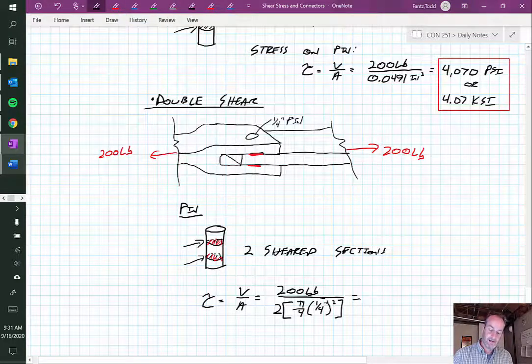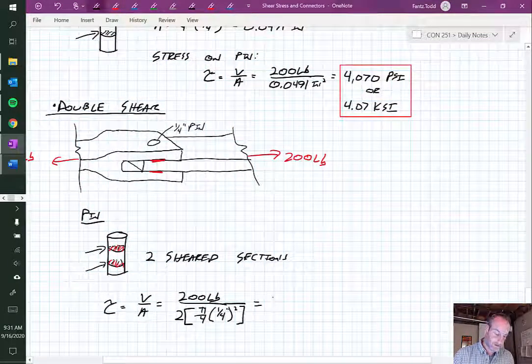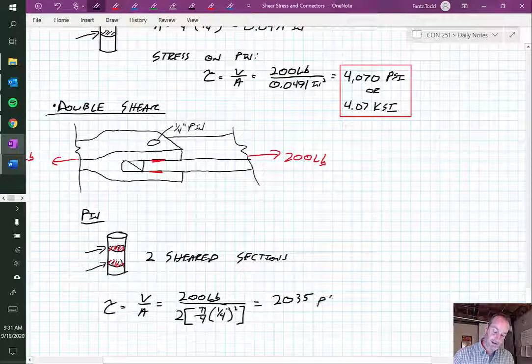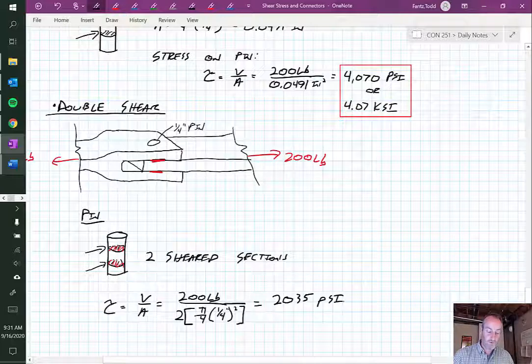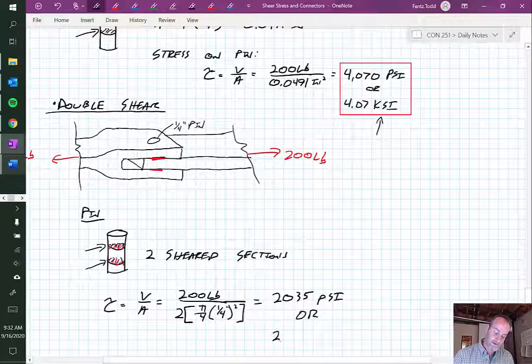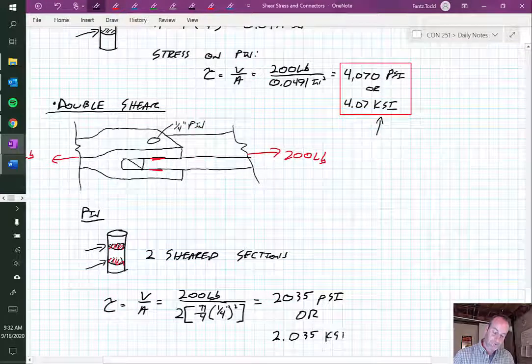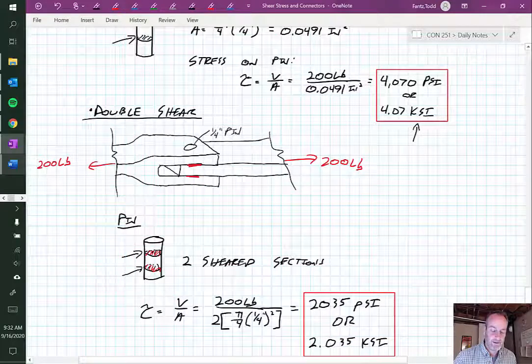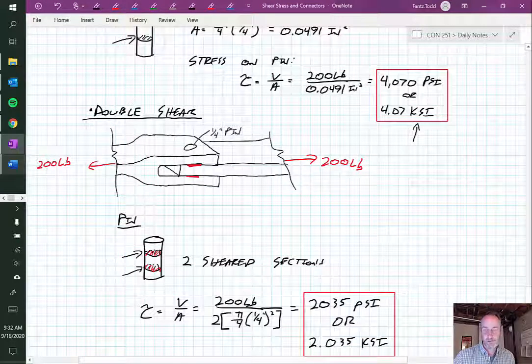Well, I'll put that all in, and I end up with 2035 psi, right? Which is exactly half of what we had before, because I have twice the sheared area. So before we had 4,000, now we're at 2,000. Or if I were to convert it to KSI, which is more common, 2.035 KSI, something like that.